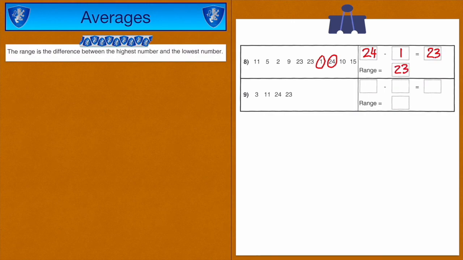And then this one, the highest number is 24, the lowest number is 3. So you just do 24, take away 3 is 21. Very straightforward. Right, and that's your 4 different types of averages. So that's all we need to do today.